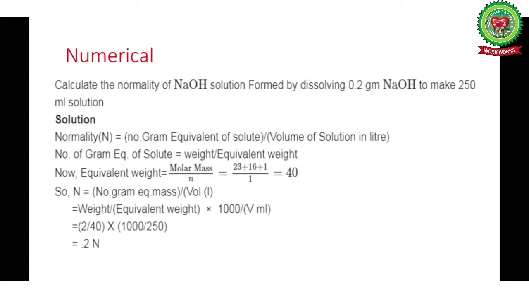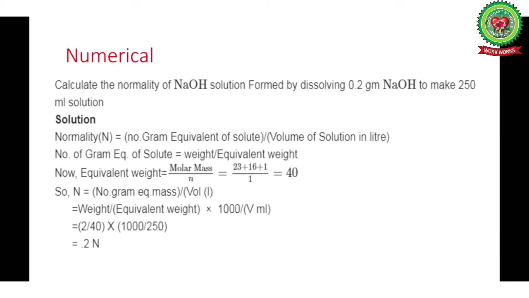Next is calculate the normality of NaOH solution formed by dissolving 0.2 gram NaOH to make 250 ml of solution. See here, you are provided with the weight, that is 0.2 gram, and the volume is given to you, that is 250 ml. For normality, the formula is number of gram equivalents of solute divided by the volume of solution in liter, and the number of gram equivalents of solute is equal to weight upon equivalent weight. The weight is given to us in the numerical, that is 0.2 gram.